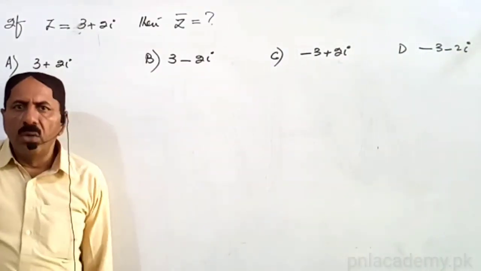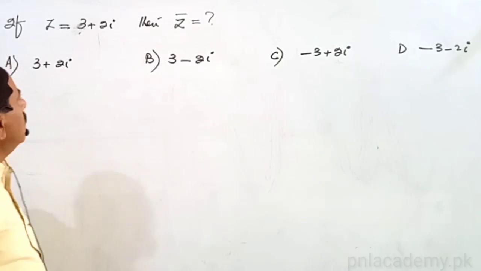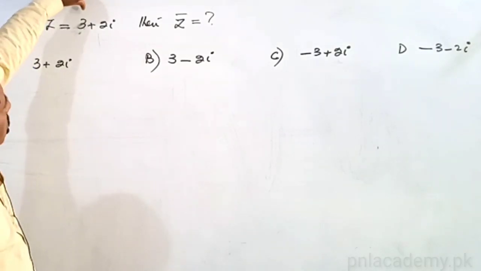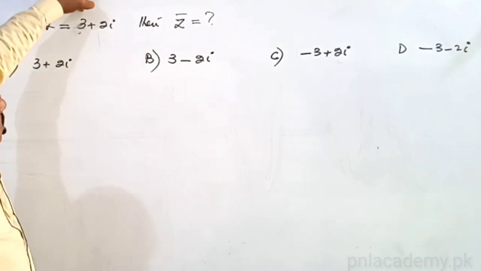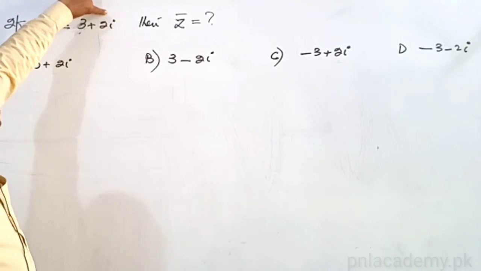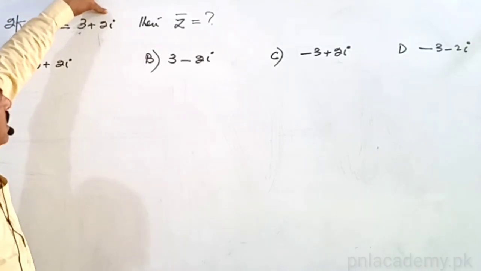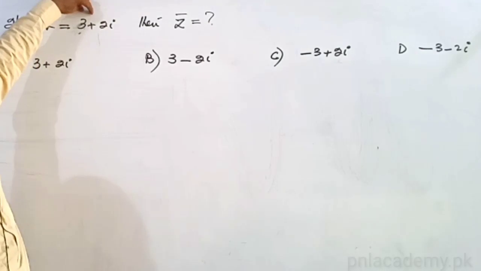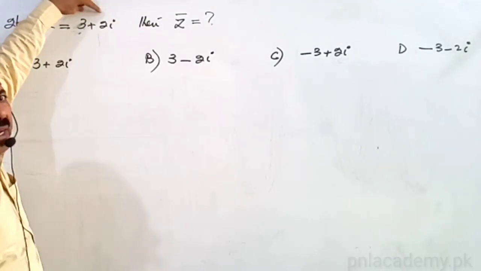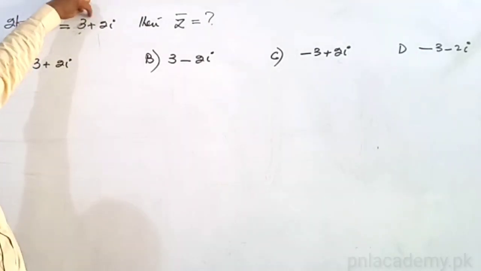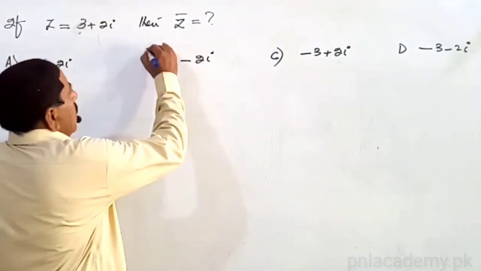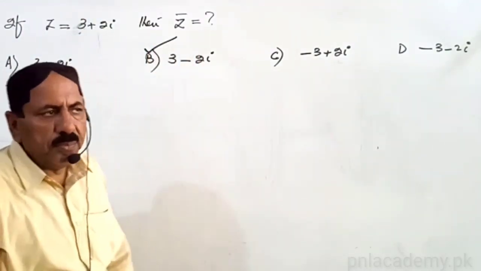So you already know according to the definition that if any complex number is 3 plus 2 iota, then its complex conjugate is the removal of the positive sign between the real and imaginary part. So it will be 3 minus 2 iota. Therefore, B is the correct option.